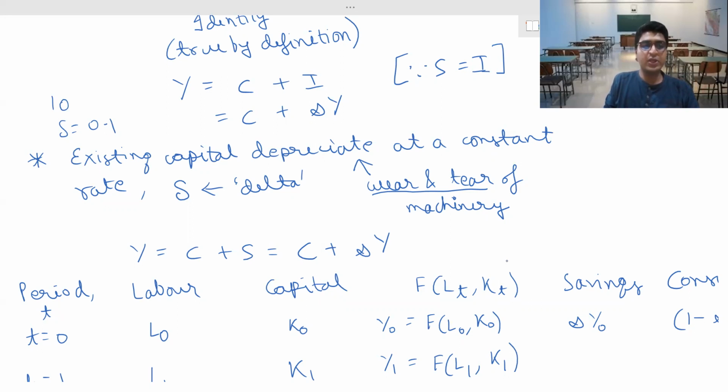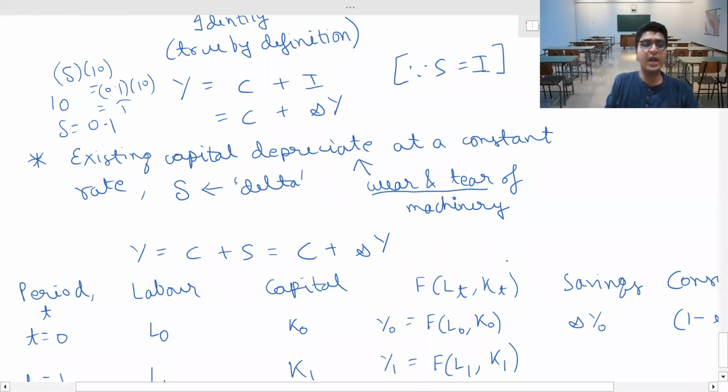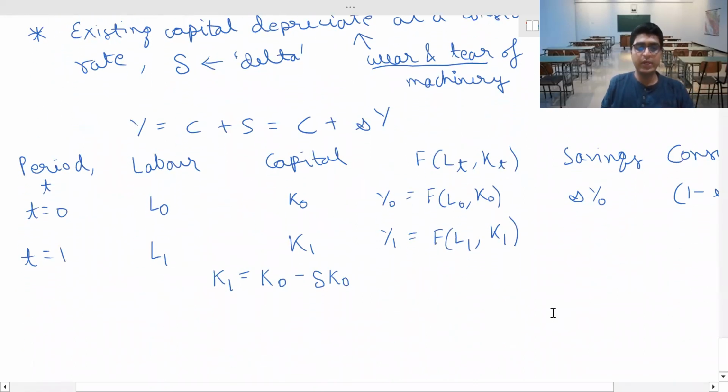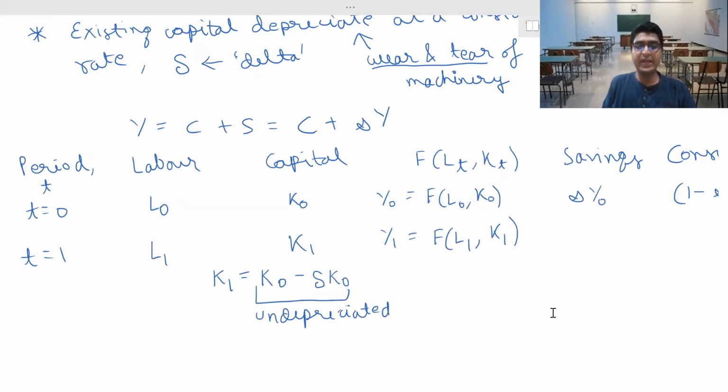So how much will the amount of depreciation be? Delta into 10 will be the amount of depreciation, which is 0.1 into 10, which is equal to 1. So this is the amount of depreciation. So the initial level of capital minus the depreciation. Now what is this? This is undepreciated capital. This is the amount of capital left after depreciation.